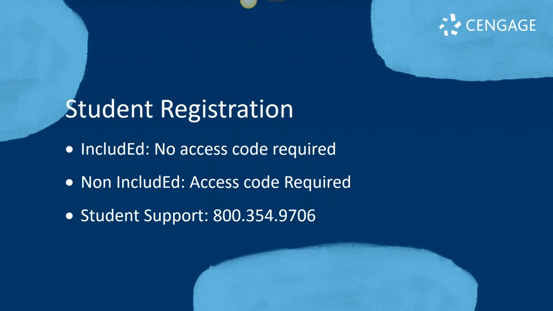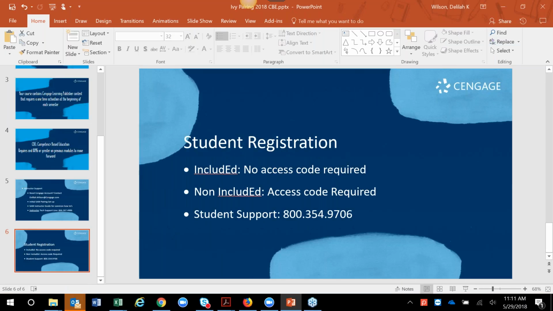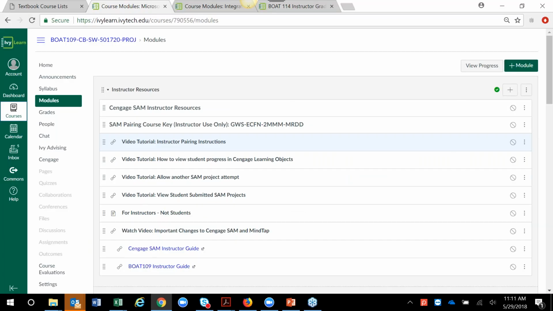We'll be talking about how students register for the Include Ed courses. They're not going to need an access code because they have already paid for those materials as part of their course fee. So we'll be talking about registration today. But again, the student support number for those kinds of technical issues is 1-800-354-9706. With that being said, we're just going to jump right in and talk about the pairing process. And I'm going to use the Boat 109 course as an example.